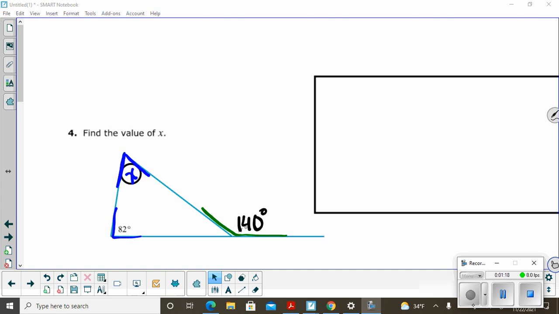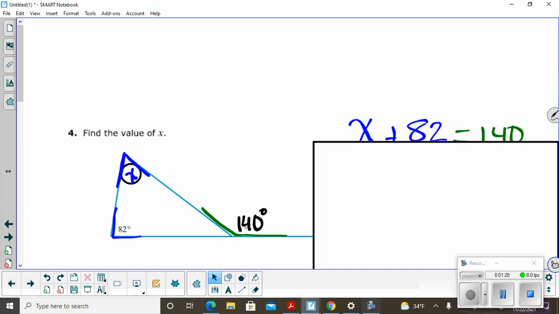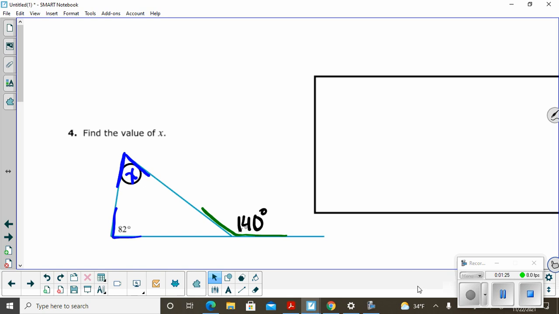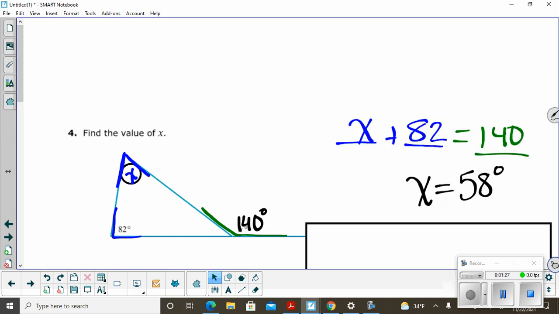Let's see what it would look like on the opposite realm where we have an unknown variable on the inside. When we take those, we're going to do the same process. X plus 82 equals 140. And when you solve that out, you're going to get x equals 54.